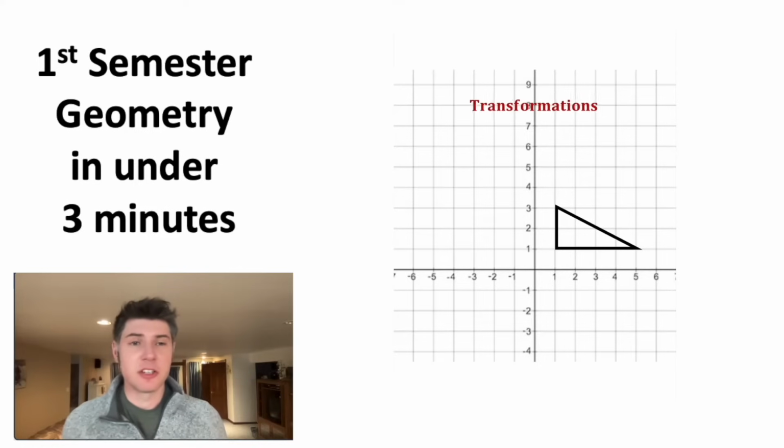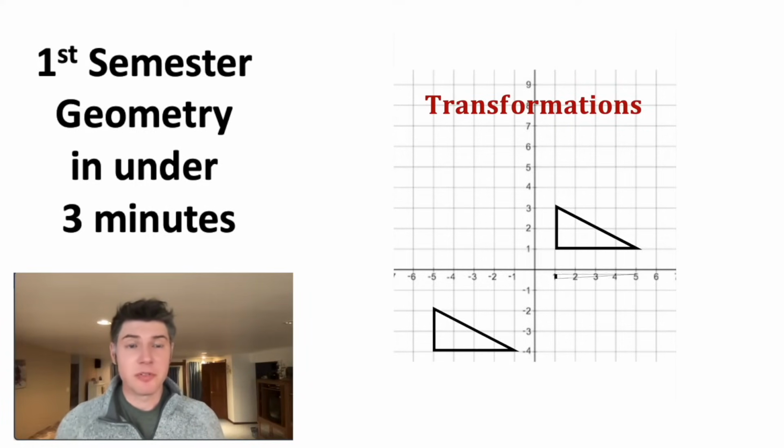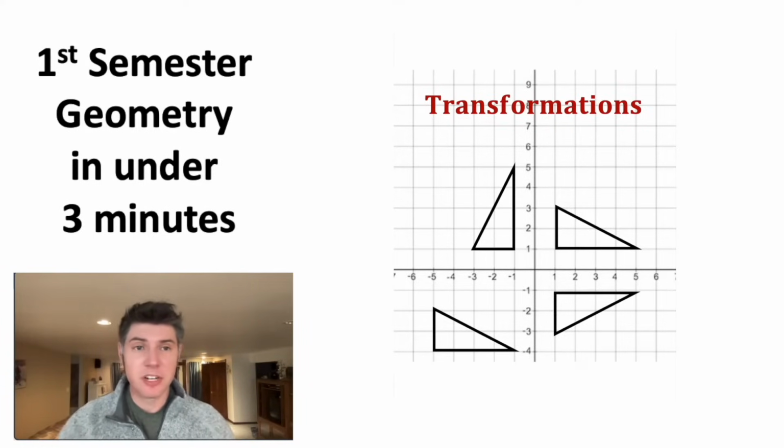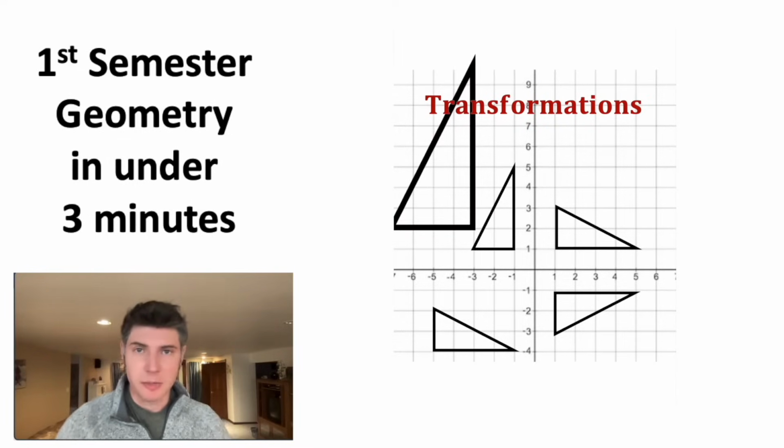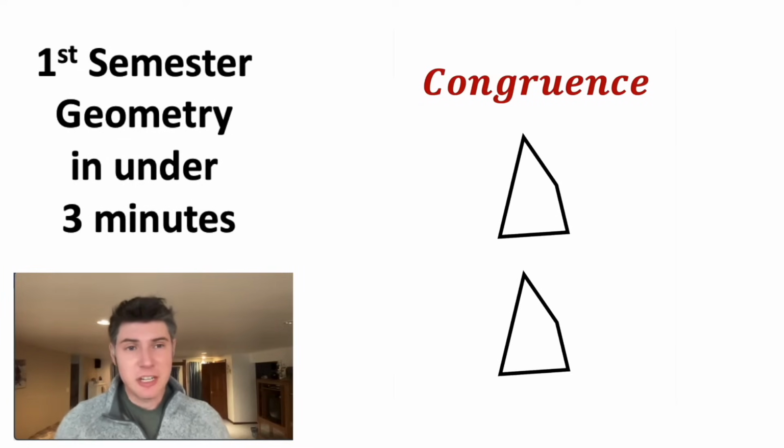Next, we can start doing things called transformations. We can translate, reflect, or rotate, and after we do these things, our figures will still be congruent. And after a dilation, which makes it larger or smaller, figures will no longer be congruent, but they will still be similar. Let's look deeper into congruence.